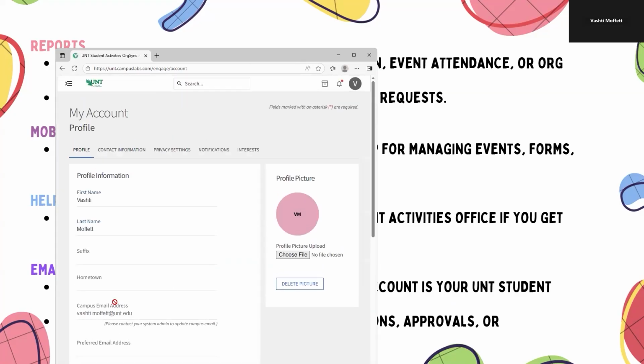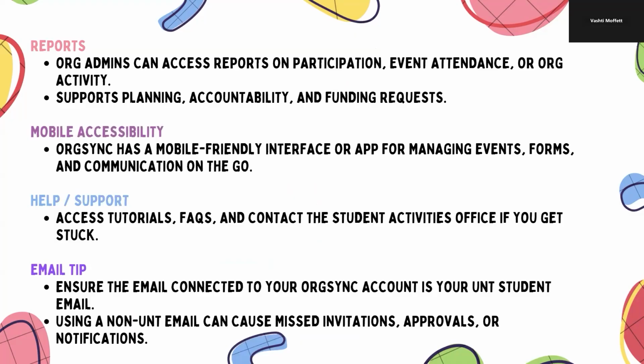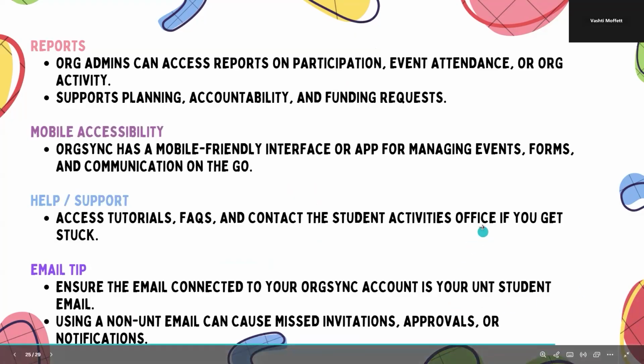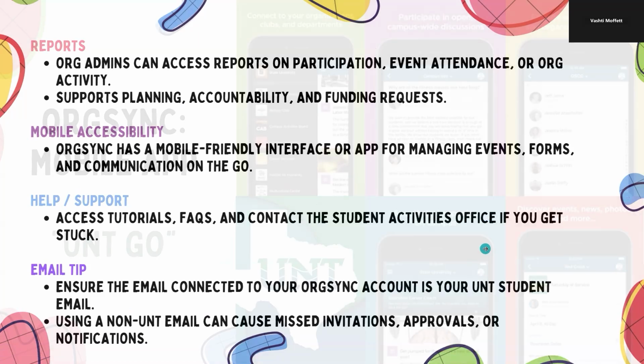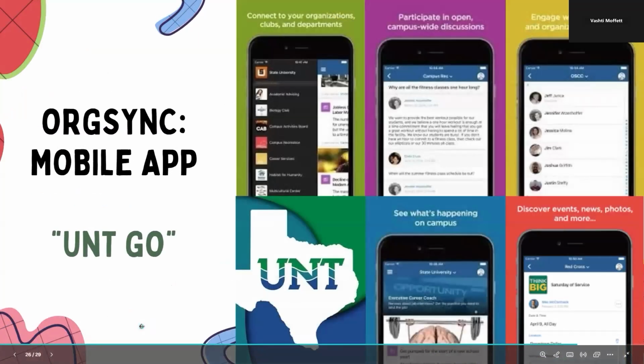When you click that edit pencil, please see what your campus email is. If this campus email is not the email for your UNT student account, then that is why you are not receiving those emails, because your OrgSync was not set up with the correct email. So please make sure that is accurate and make sure that is the email that you're using to access the roster as well.